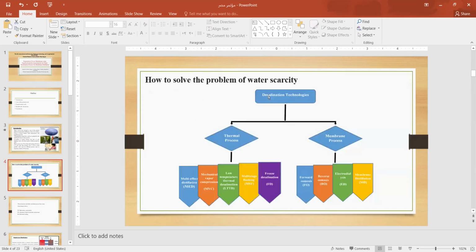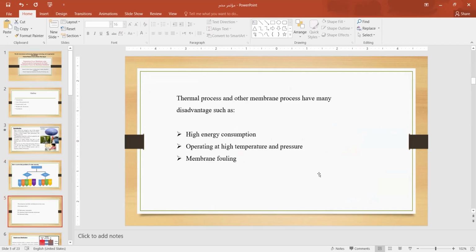How to solve the problem of water scarcity? There are many processes for water desalination, such as thermal processes and membrane processes. Thermal processes include multi-effect distillation, mechanical vapor compression, low-temperature thermal desalination, multi-stage flash, and freeze desalination. Membrane processes include forward osmosis, reverse osmosis, electrodialysis, and membrane distillation. The thermal and membrane processes have many disadvantages, such as high energy consumption, operating at high temperature and pressure, and membrane fouling. For this reason, in this work, we use membrane distillation.